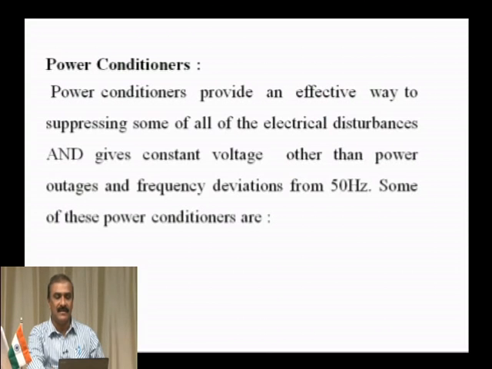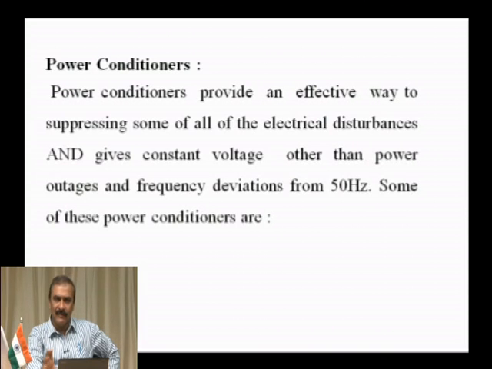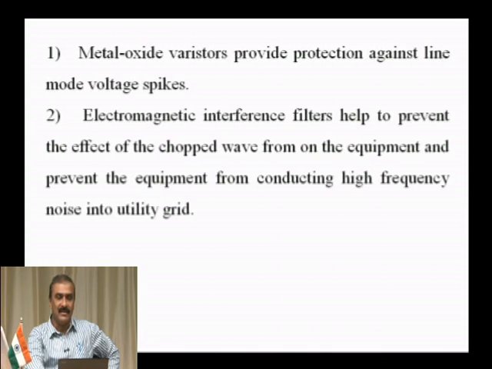Then what are power conditioners? They provide an effective way to suppress some or all of these disturbances, and give constant voltage other than during power outages and frequency deviation from 50 Hz. So, this is fixed by these power conditioners. Without them, these are the interferences that you experience in a power system and their effects on the computer system. Now, how to fix this? To fix these problems, you have power conditioners. Now, what are these power conditioners?